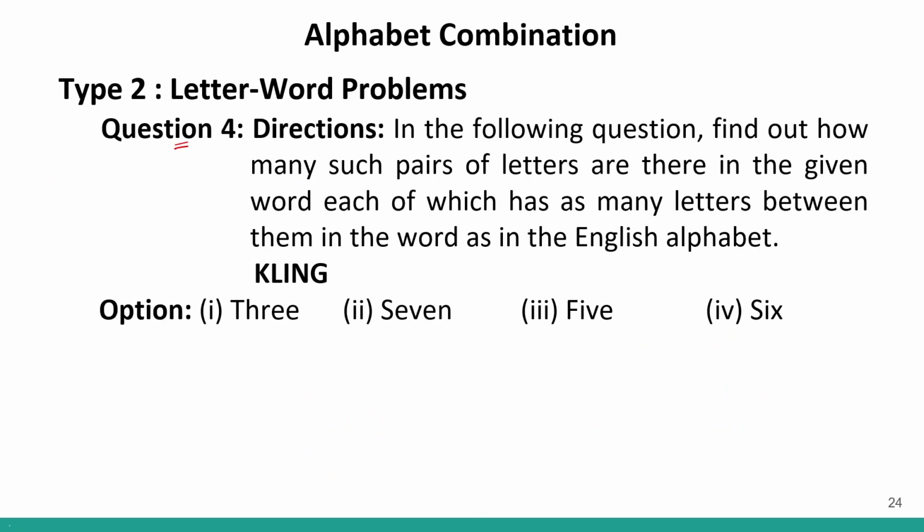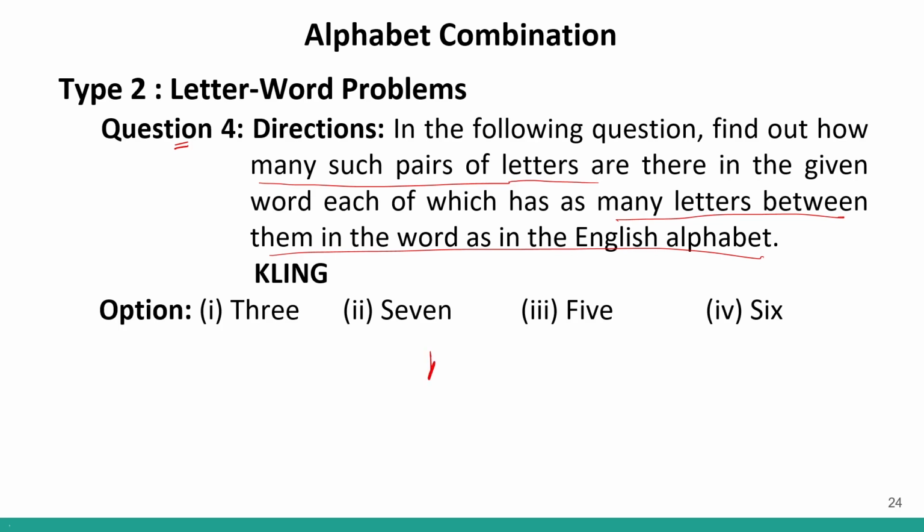Question number 4, direction is given to us. In the following question, find out how many such pairs of letters are there in the given word, each of which has as many letters between them in the word as in the English alphabet? This is a question where we have to move both forward and back. Until and unless it is given in the question that we have to go only one direction, we will calculate from both front and back.